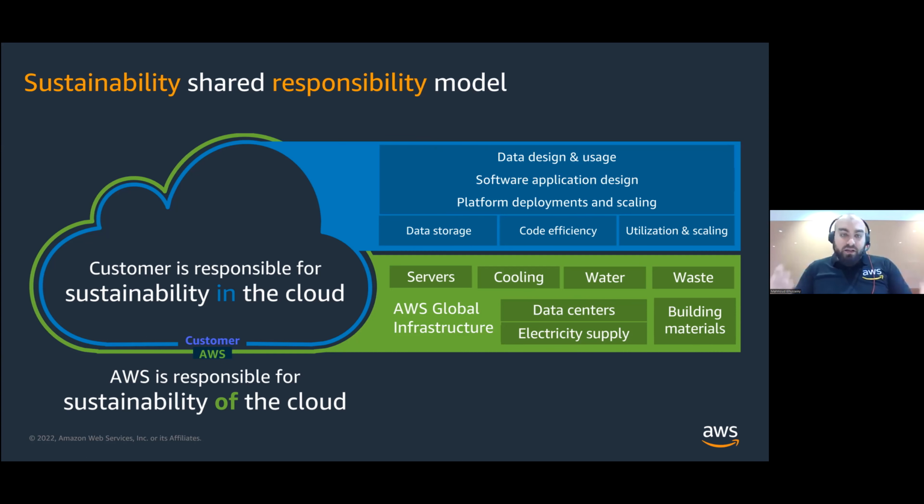But also as designers, as developers, as application owners, you have a part of that responsibility in making some architectural designs about which regions to choose, which services to choose, what even code and code optimizations you can do to optimize the architecture to eventually become more sustainable.